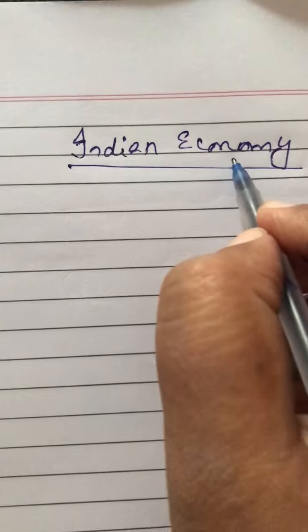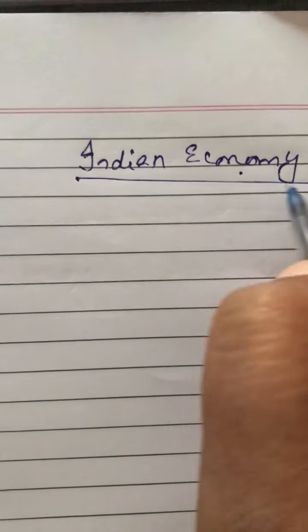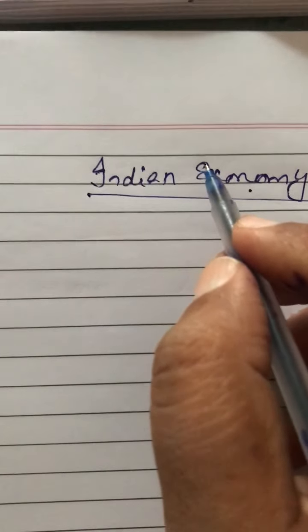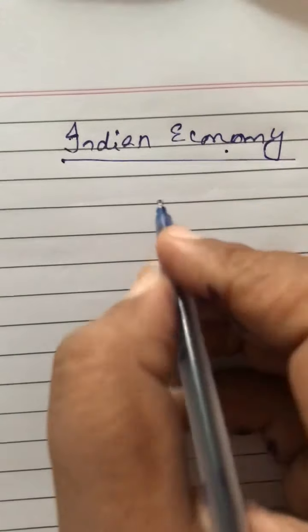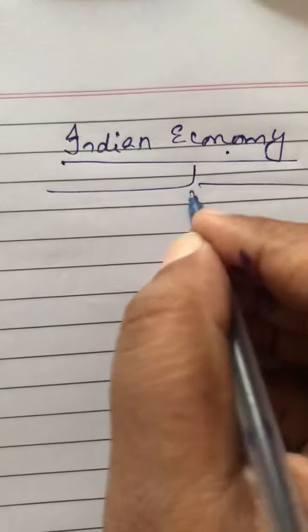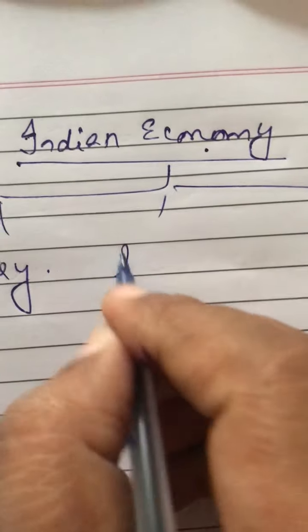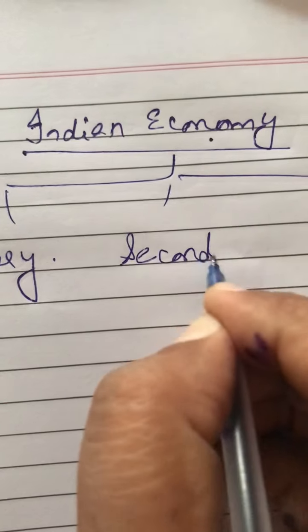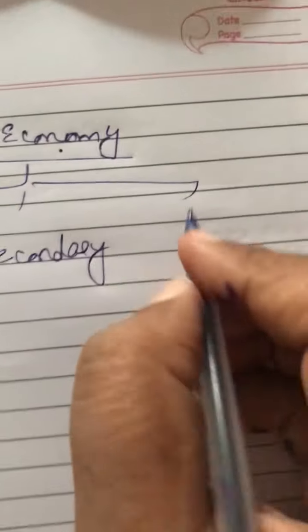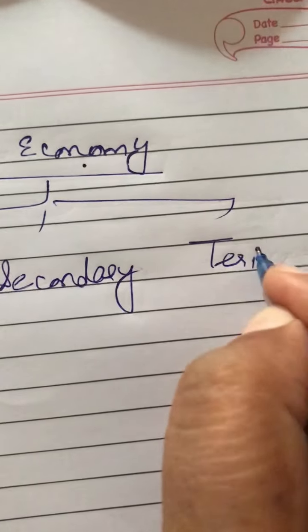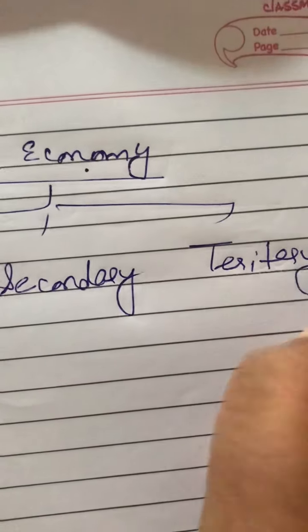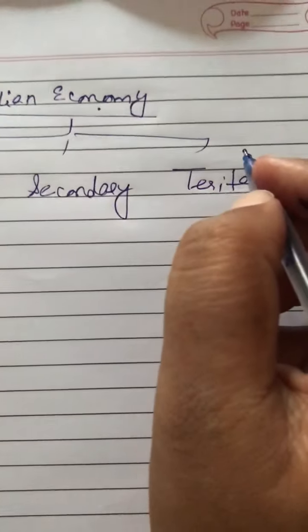So, for the same purpose, the whole Indian economy is divided among three major sectors to generate their livelihood, namely primary sector, secondary sector, and last we have tertiary sector. It can be pronounced in any way.